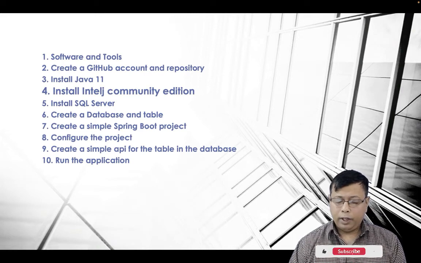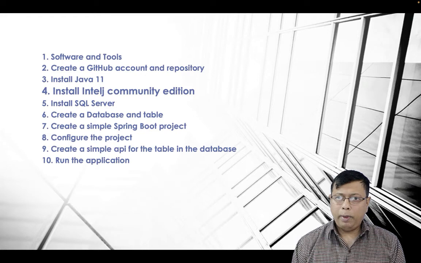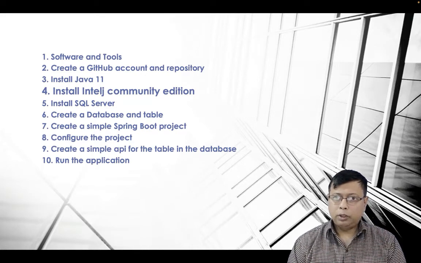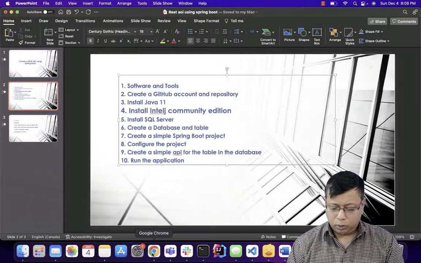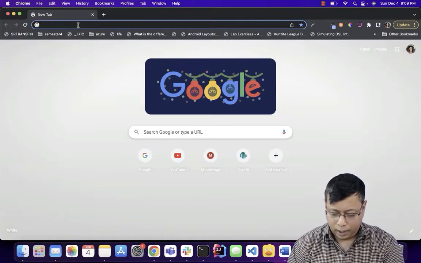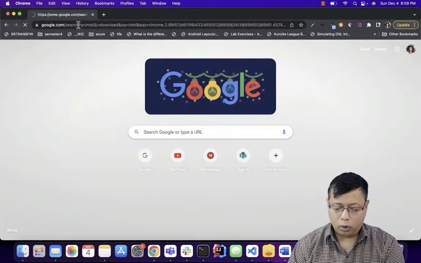Step 4. Install IntelliJ Community Edition. In this video, we will be installing IntelliJ Community Edition on our computer. So let's get started. First, we will go to Google and type IntelliJ download.